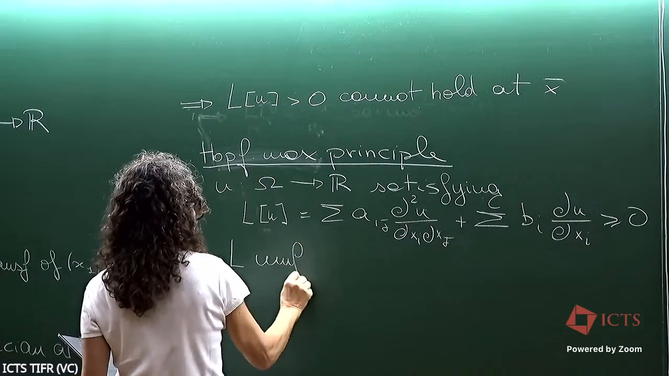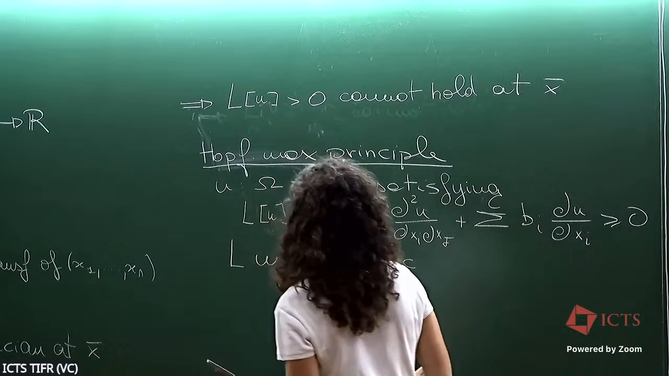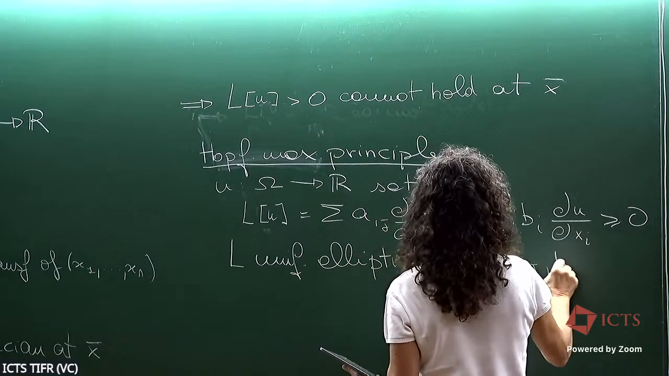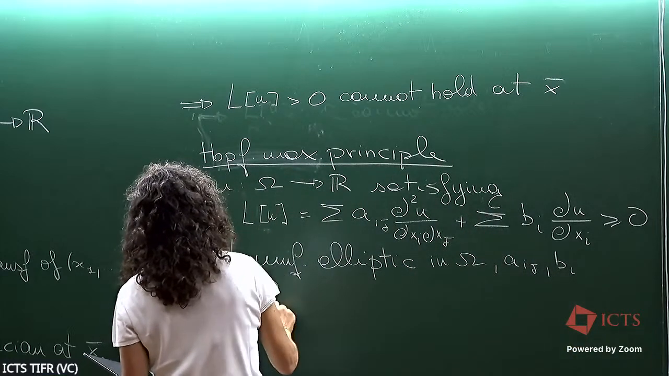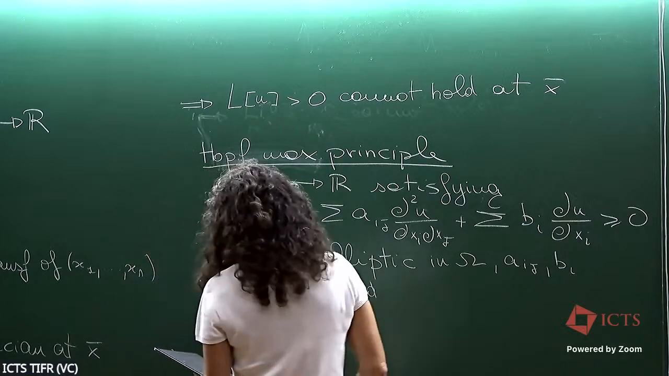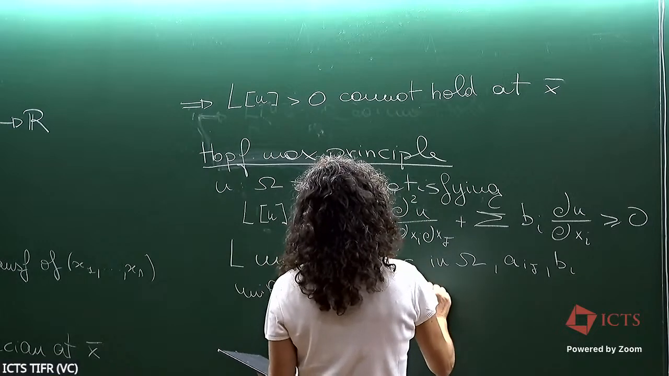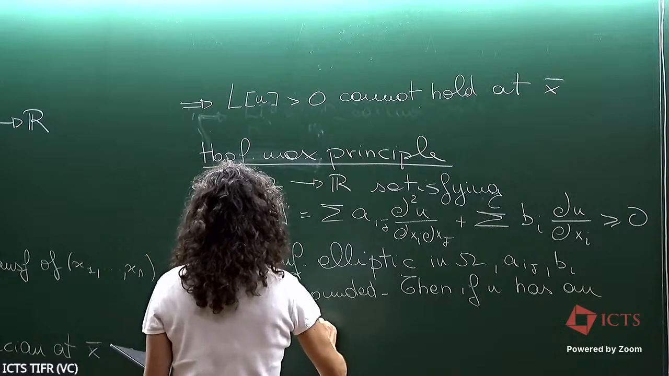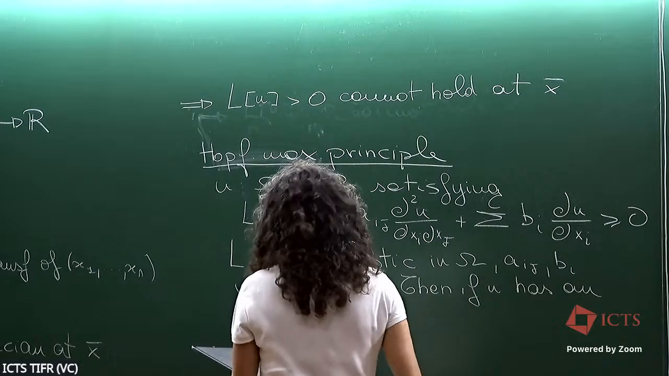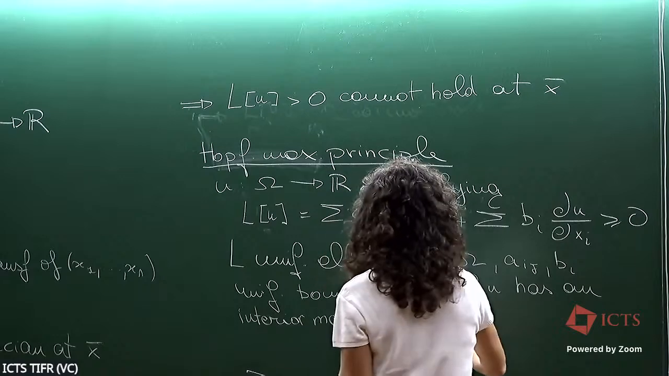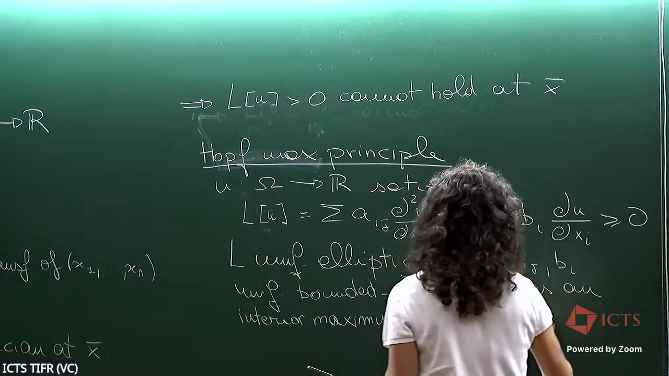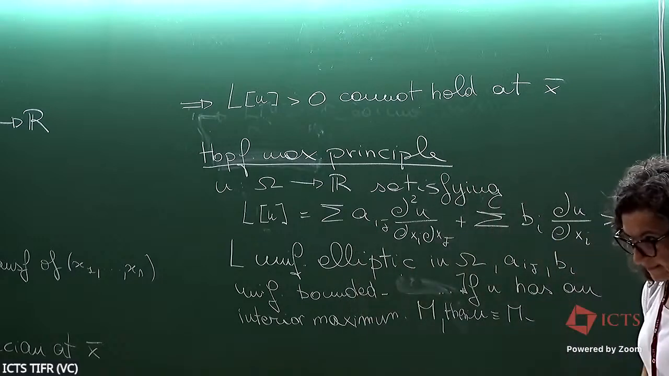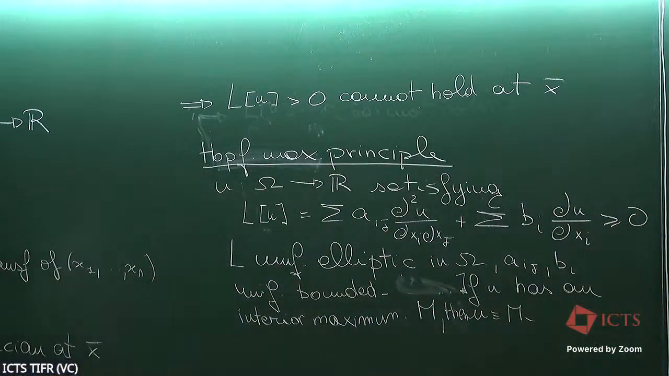L uniformly elliptic. You need the uniform ellipticity in omega. And you also need the b_i uniformly bounded. Then, if u has an interior maximum M, then u is equal to M everywhere. Okay, let me write it like that. If u has an interior maximum, then u is equal to M. So it cannot have an interior maximum.